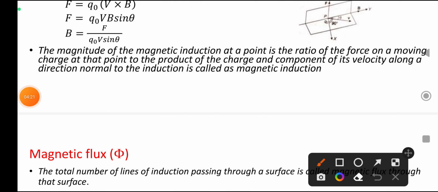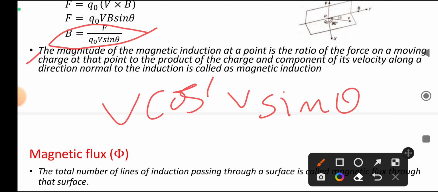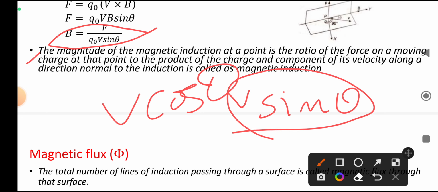Next, by using this formula there is a definition. B is equal to F by q naught v sin theta. Here v sin theta is a component of velocity, and v cos theta is also a component of velocity. So v sin theta is the velocity component.